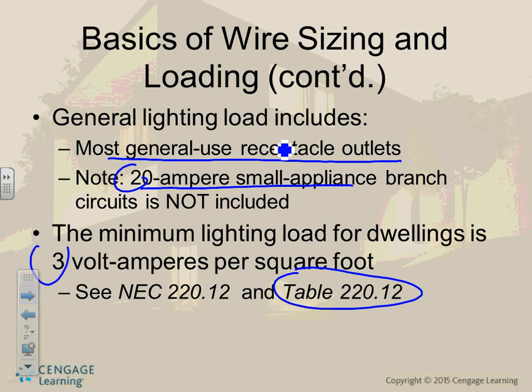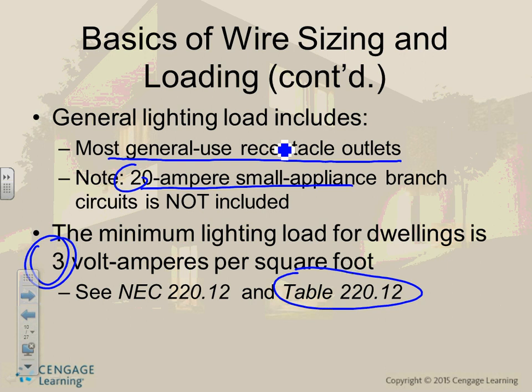The NEC code book allocates 3 volt amperes per square foot, okay? If you look at the table under dwelling, you can see that they allocate 3 volt amperes per square foot for a building. So how do you use this value to size the feeders, the service, as well as the branch circuits? All of these use that 3 volt amperes per square foot. How do they use it?